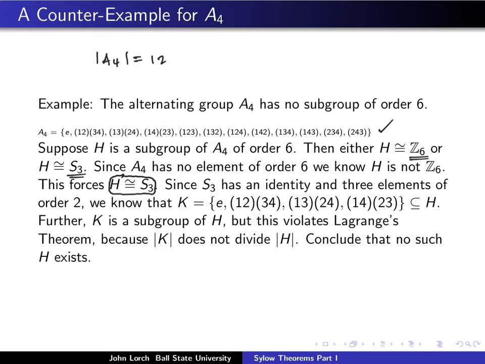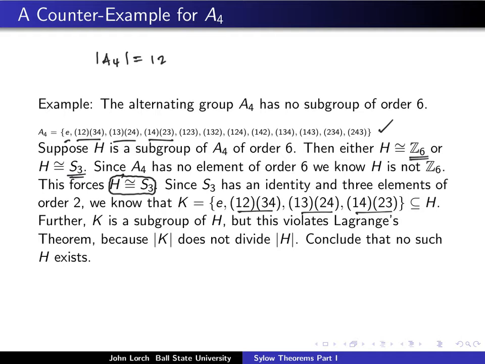So that means that this supposed subgroup H of A4 must be isomorphic to the symmetric group S3. Now remember, S3, of course, like every group, has an identity. It also has 3 elements of order 2. So that means that the identity, E, and these elements here, which are the only 3 elements in A4 of order 2, must be elements of this subgroup H. So this set, K, which consists of the identity and these 3 elements of order 2, must sit within H.